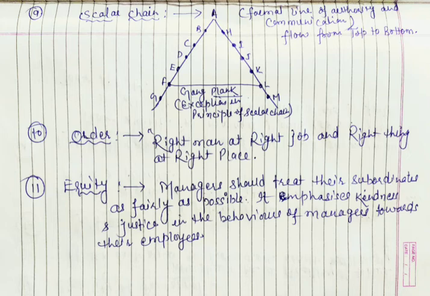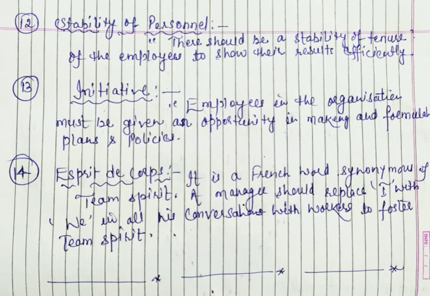The next principle is stability of personnel. Personnel means employees. There should be stability of tenure, that is the period of work of the employees, so they can show their results efficiently. They should not be changed again and again. Once the employees are selected, they should be kept at their post or position for a minimum fixed period of time. This is tenure.